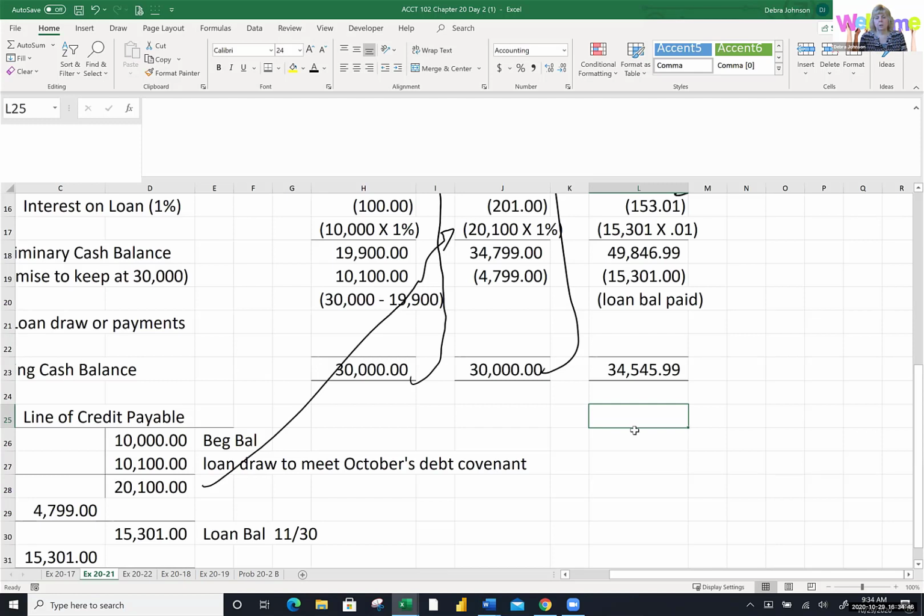Any questions on basic cash budgets? Any number you see up there, or any questions about debts or loan covenants?